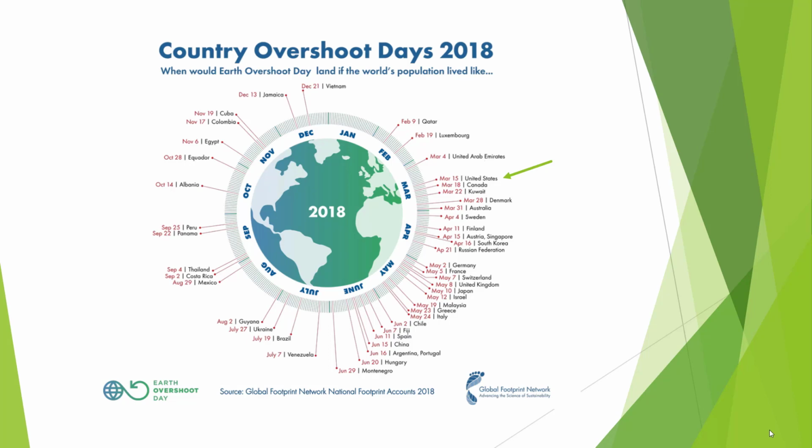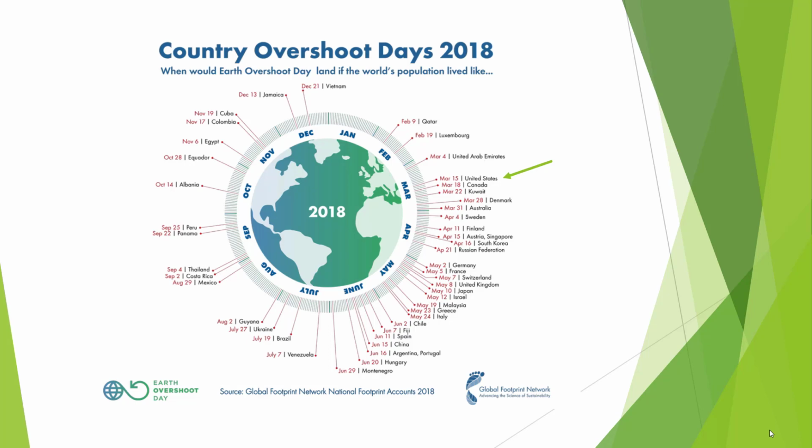And so these are the by country overshoot days. So this is if we lived like this country. So you see, if everybody lived and used resources like the United States, our overshoot day would have been March 15th. That means 3.5 months into the year, we would have been out of resources to use.